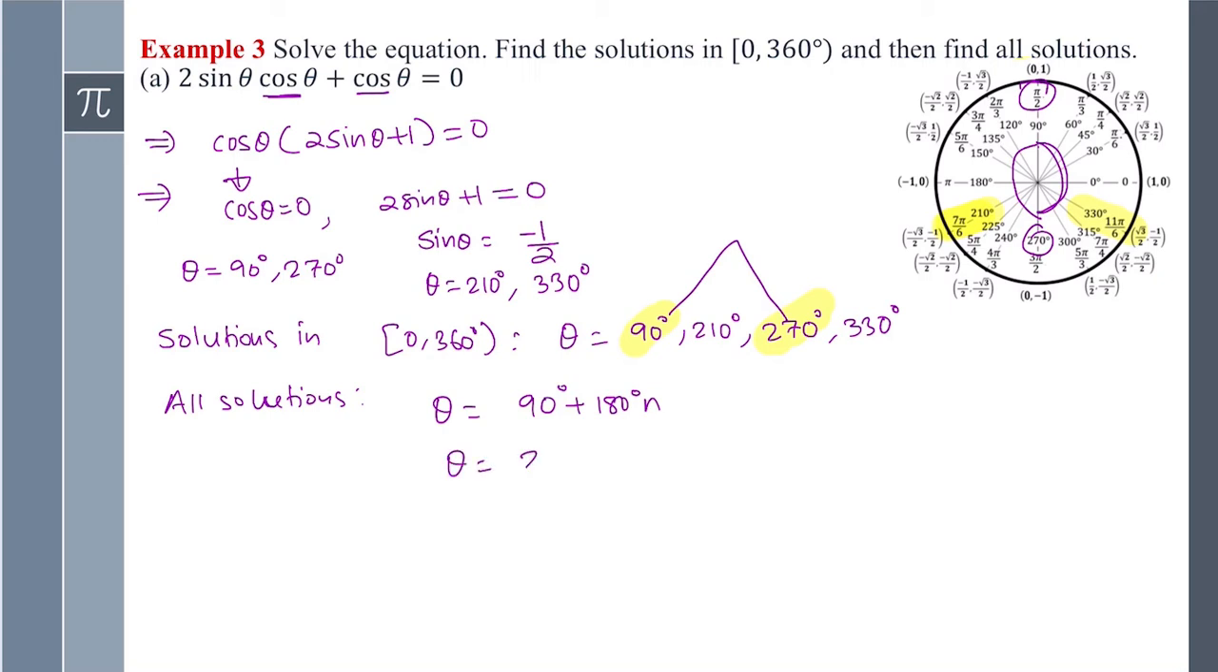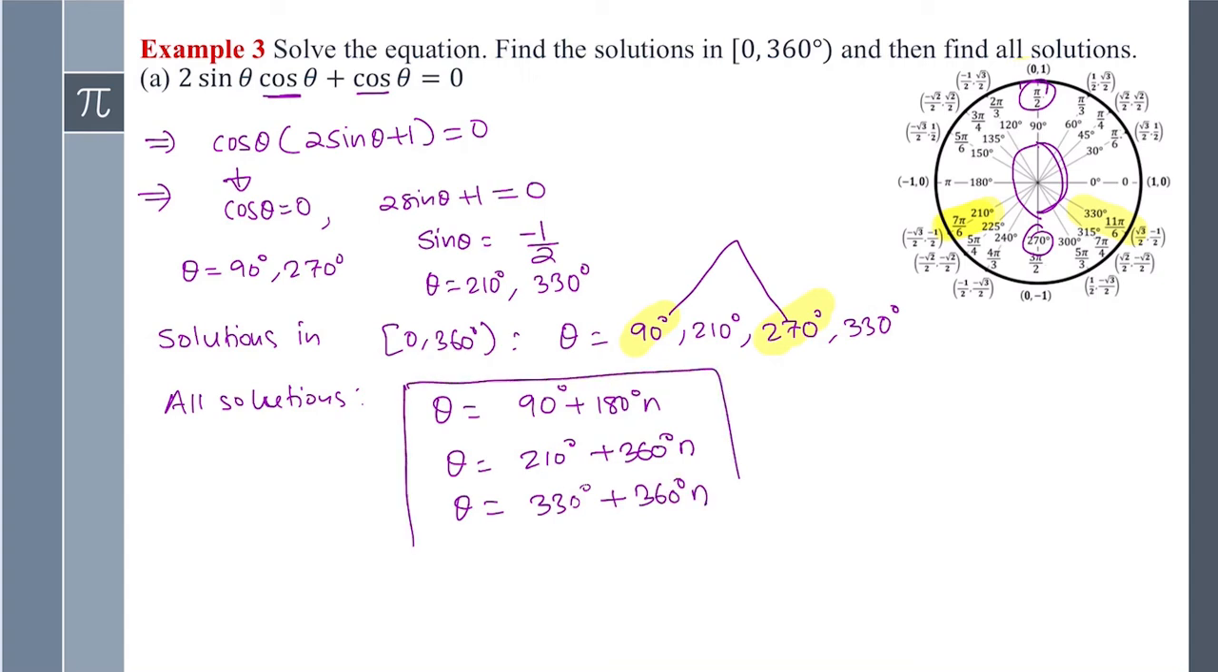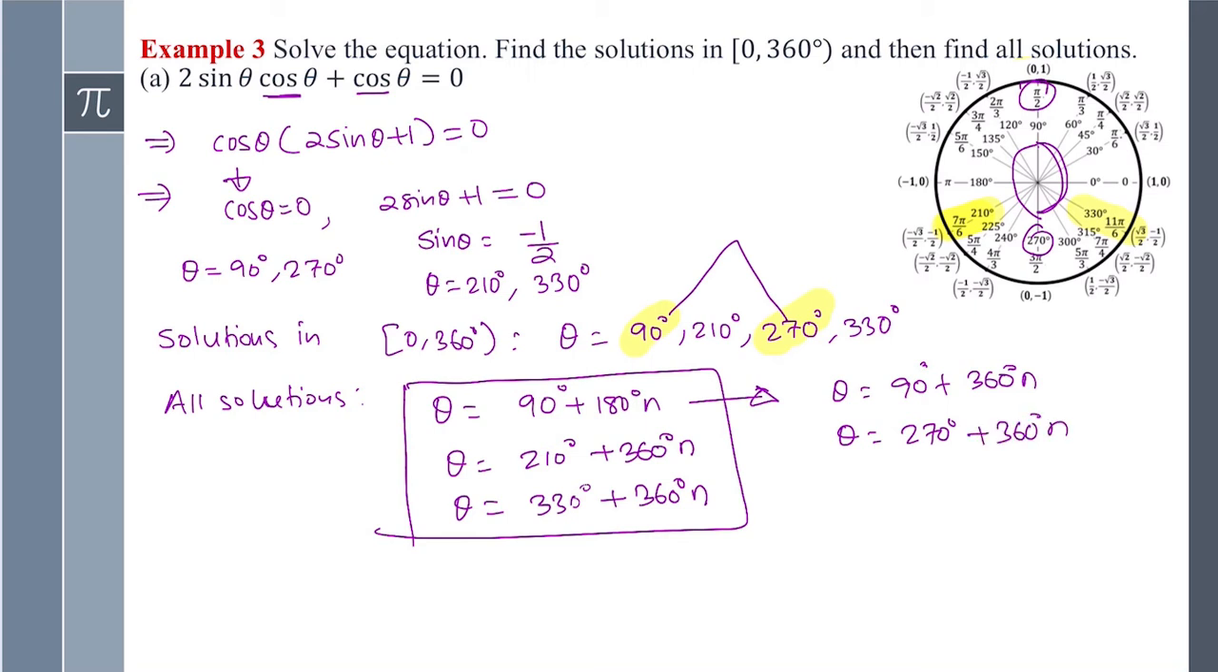Then we have the other one, which is 210 degrees plus 360 degrees times n. And then the other one is 330 degrees plus 360 degrees times n. So these are all the solutions. The first one, you can also write theta equals 90 plus 360 n, and then theta equals 270 plus 360 degrees n. We can write it that way, but we can combine these two and just write 90 plus 180 degrees times n, where n is an integer.